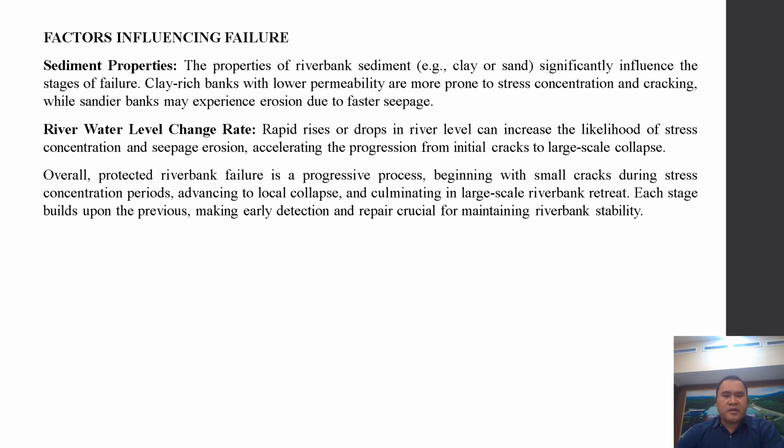Overall, protected riverbank failure is a progressive process. So it's a progressive process, beginning with small cracks during stress concentration periods, advancing to local collapse, and culminating in large-scale riverbank retreat. Each stage builds upon the previous, making early detection and repair crucial for maintaining riverbank stability. So the main key is progressive process. It does not happen in just one day; it is a progressive process.